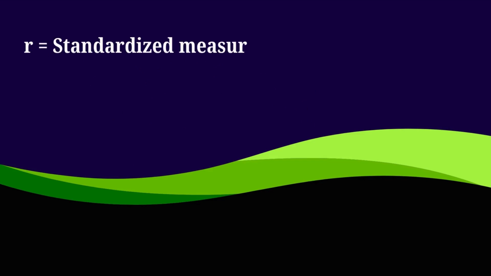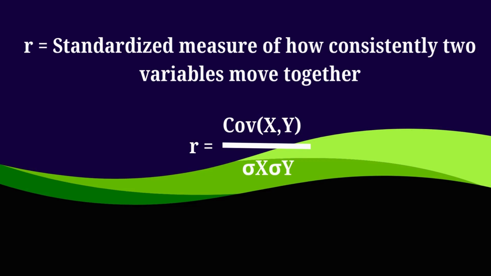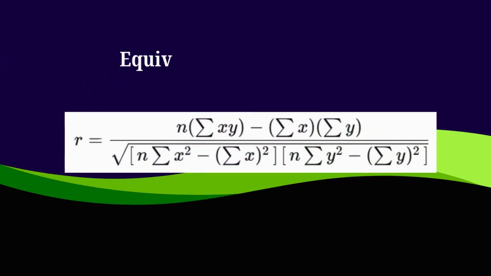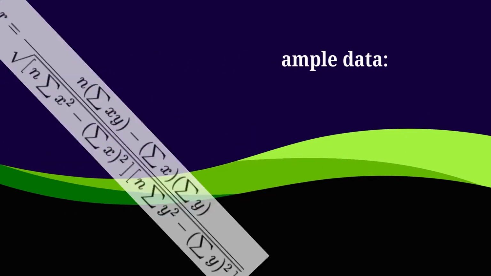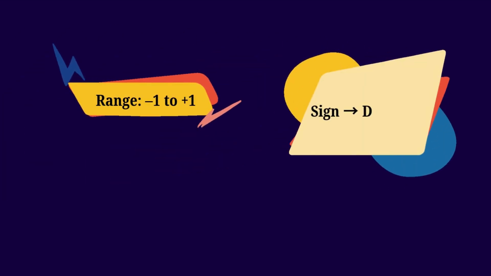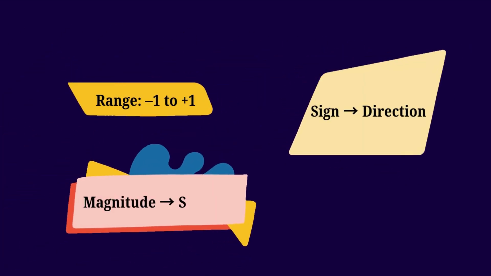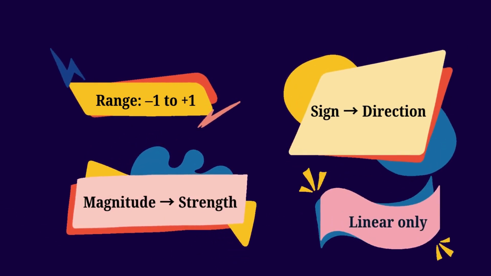From a technical point of view, the most common version we use is the Pearson correlation coefficient, which measures the strength of the linear relationship between two numerical variables. The formula is R equals the covariance of x and y divided by the product of the standard deviations of x and y. What matters here is understanding that R tells us how consistently two variables move together and in which direction. So to summarize, R ranges from minus 1 to plus 1. The sign shows the direction of the relationship. The magnitude shows the strength of the relationship. And R only captures linear relationships. Curved or more complex patterns require other tools.